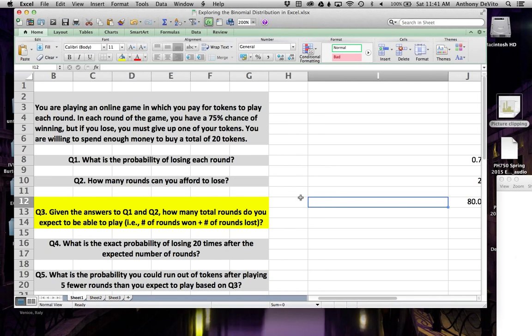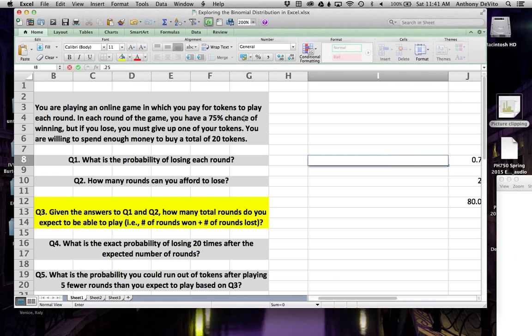But that's the way this is intended to work. So right now you have a 75% chance of winning, but if you lose, you lose a token. You're willing to continue gambling until you use up all 20 of your tokens. Well, what's the probability of losing each round? If you've got a 75% chance of winning, the probability of losing is 0.25, right? Each round, your probability of losing is going to be 0.25.